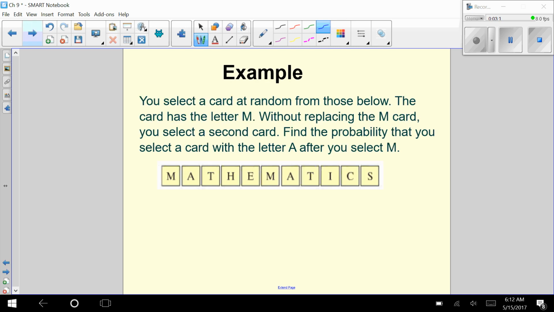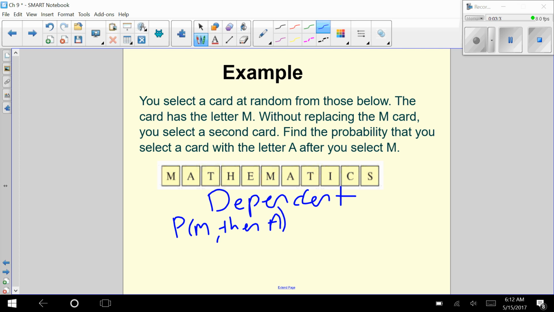Now we are going to select a card at random from those below. The card has the letter M. Without replacing the M card, we're going to select a second one. Find the probability that we select a card with the letter A after choosing M. Well, these events are dependent because I did not put that first card back. So we need the probability of choosing an M and then an A. Since they are dependent, we need the probability of an M times the probability of A after M.